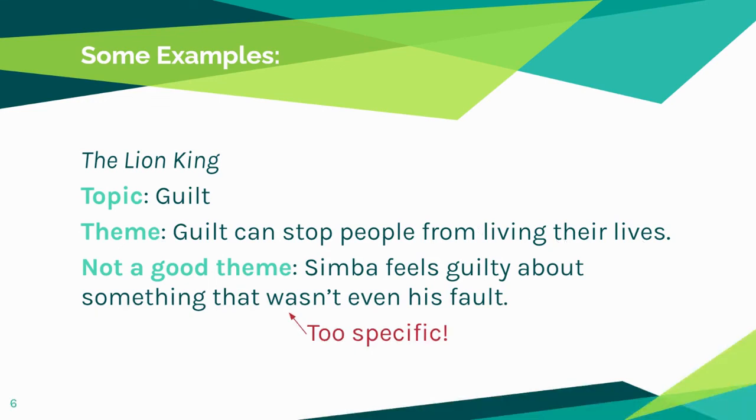So that's how we determine a theme. So we come up with a list of topics. We narrow it down to maybe 1 or 2 topics that seems like it's the most relevant. And then we write a sentence that explains what this movie or book or play or whatever says about the topic. And that's how we get our theme.